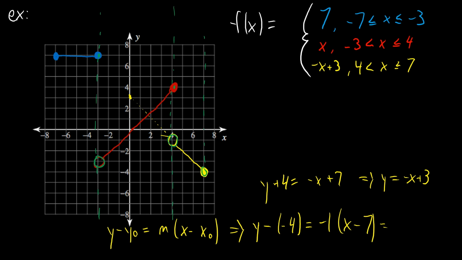Okay. But what if this was filled in right here? Would this be a function? And the answer is no, because it hits a point twice. Okay, so keep that in mind when you're doing these piecewise functions. Whether you have two filled in circles that are vertical with each other, in line with each other, that will not be a function.